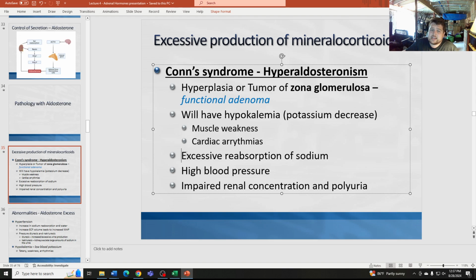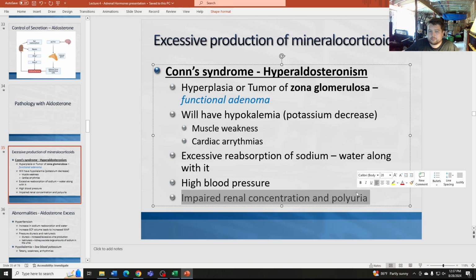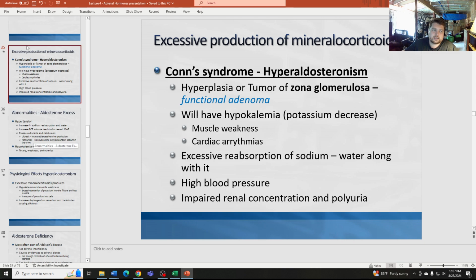We also get excessive reabsorption of sodium and water along with it. We get high blood pressure, and with so much more water, we have impaired renal concentration and polyuria. The renal tissue, the kidneys, are having a hard time managing the correct concentrations, and you also get excessive urination because of all of the excess water that we're storing.